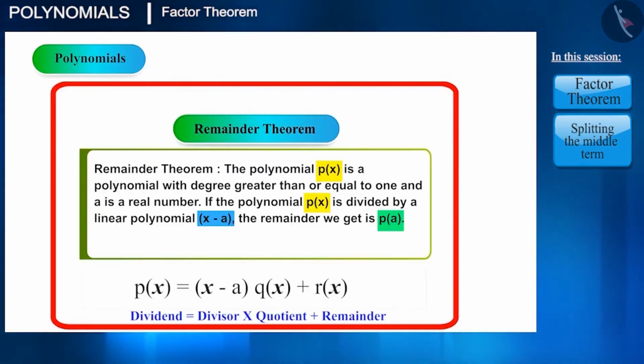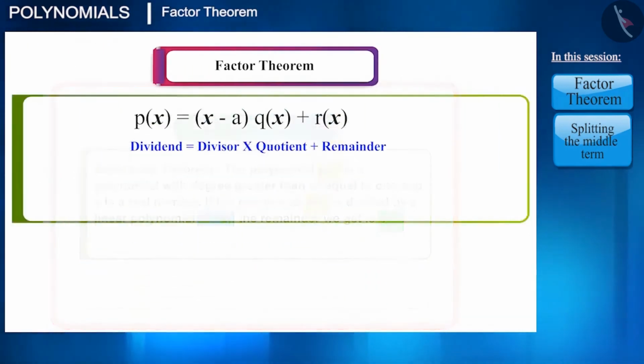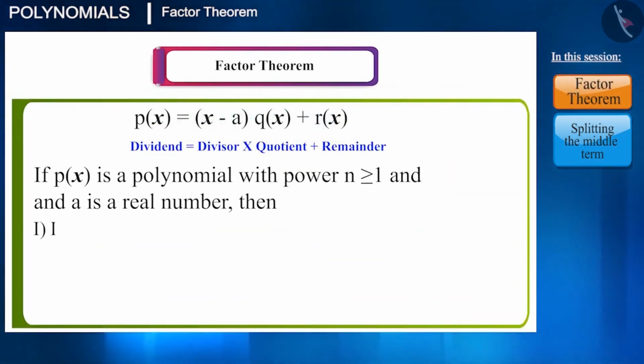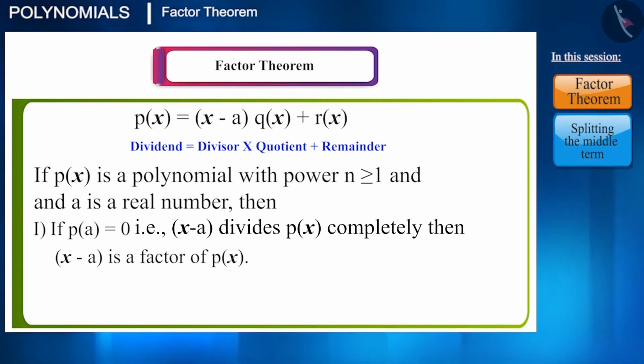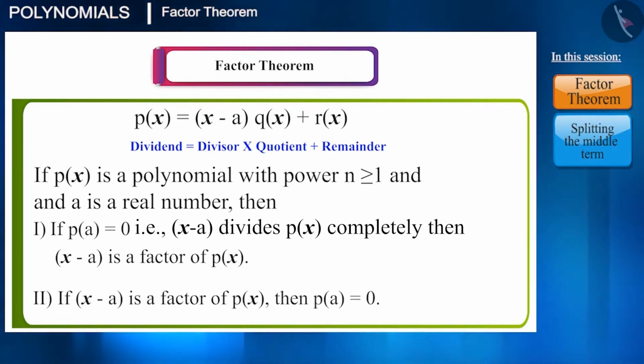In the previous video, we learned about the remainder theorem, which states that when a polynomial p of x with power 1 or more than 1 is divided by a linear polynomial x minus a, it gives a remainder p of a. And taking this theorem one step further, the factor theorem states that if p of a gives the remainder 0, that is, if x minus a divides p of x completely, then x minus a is a factor of p of x. And if x minus a is a factor of p of x, then p of a will be 0. Let's see an example related to this theorem.